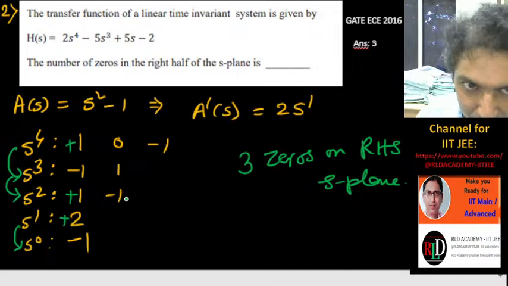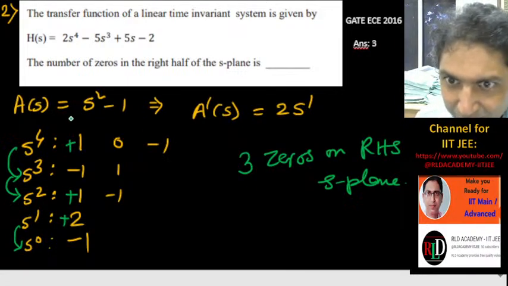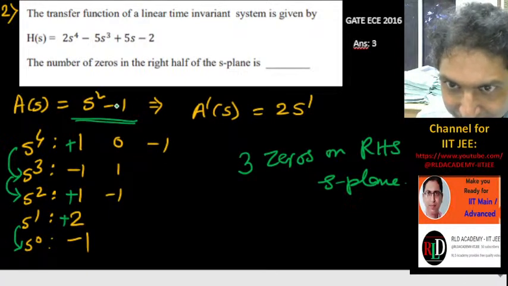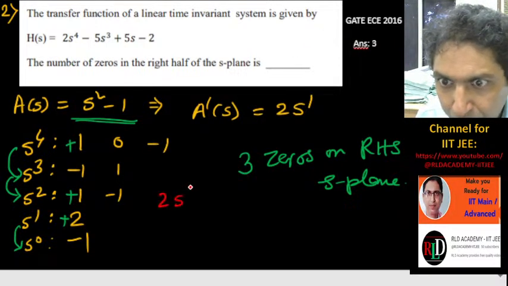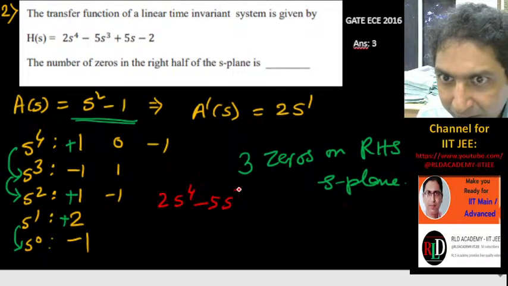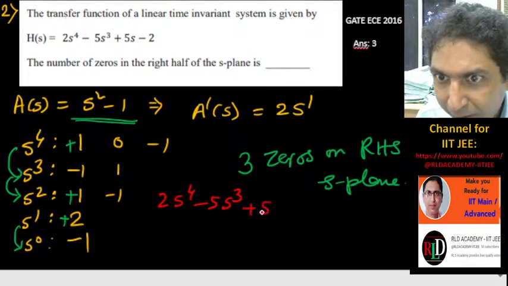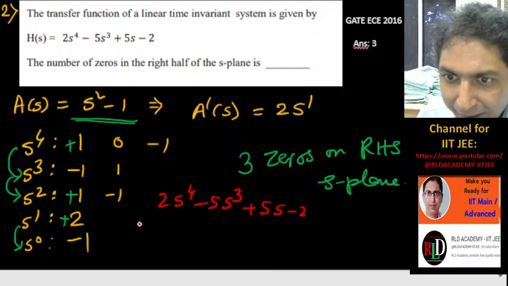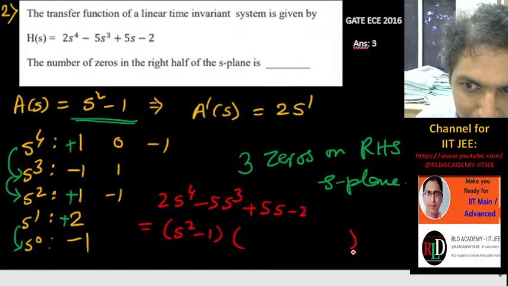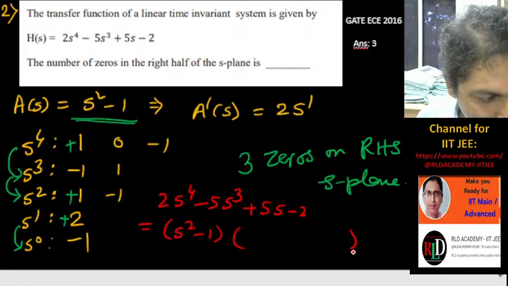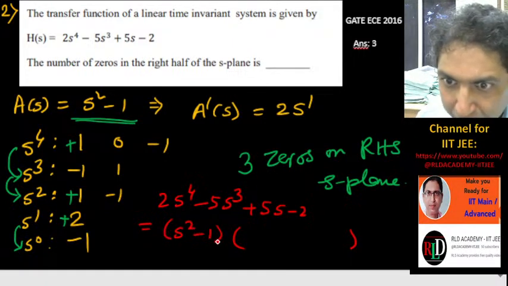And the other procedure you also need to understand. What I have already said is that s square minus 1 should be a factor. So this polynomial, 2s to the power 4 minus 5s cube plus 5s minus 2, should have one factor, s square minus 1. I need to get the other factor. You can divide this polynomial by s square minus 1.